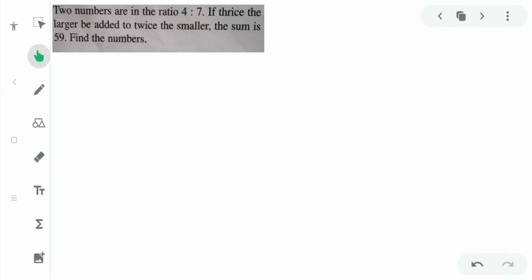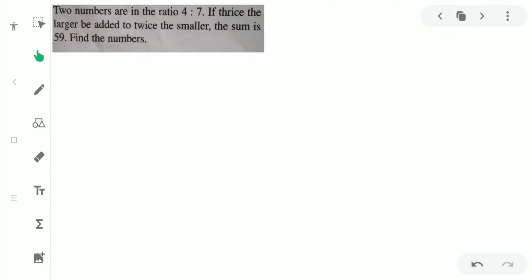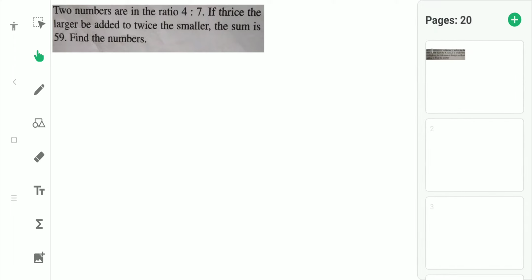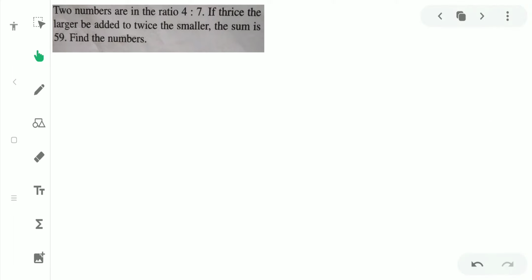So friends, today we are going to discuss how to solve word problems based on simultaneous linear equations. Today we will be doing two word problems, and in the next video we will be doing some more and make the idea more clear. In this video, one problem is based on numbers and the other is based on ages. So let us go into the video.